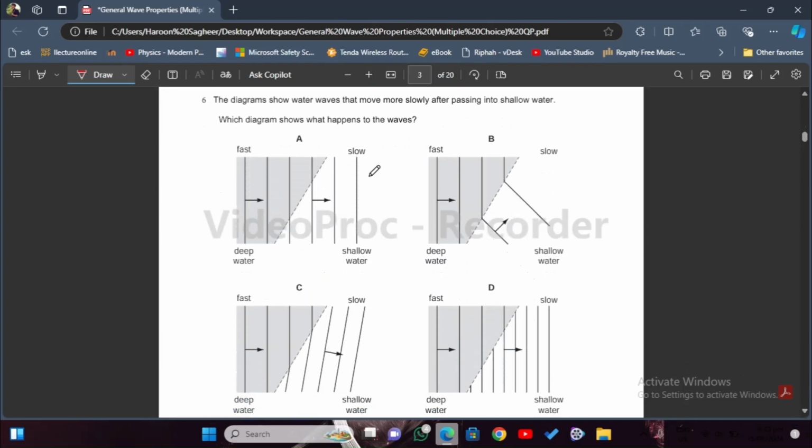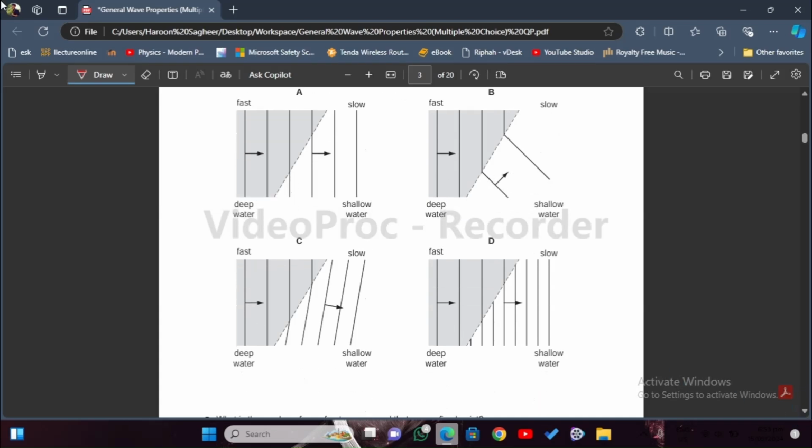Right, in question number 6, here we have fast, you can say deep water, and here we have shallow water, and the wave speed is shown: the wave is very fast in deep water and slow in the shallow. We need to choose what will be the direction of the waves. Now if you remember, I told you in my last video on sound that when sound waves or any wave goes from a dense to a rare medium, a rare medium being a less dense medium, it bends away from the normal. So here there is no change in the direction. Of course this is incorrect.